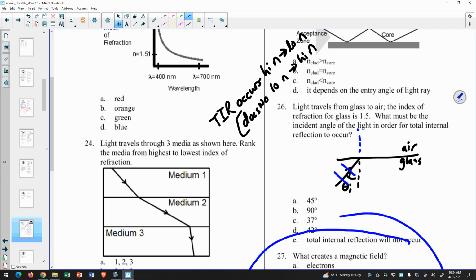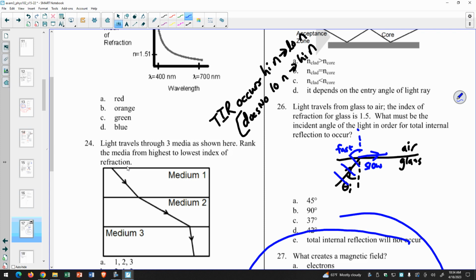think about my wave fronts here. It's going to be moving fast on this side, slow on this side. So the light ray is going to bend away from the normal, which is what you need in order to get total internal reflection, because you want that light ray to not leave the medium from which it's coming, to not leave the glass. So total internal reflection occurs from going from high index to low index.